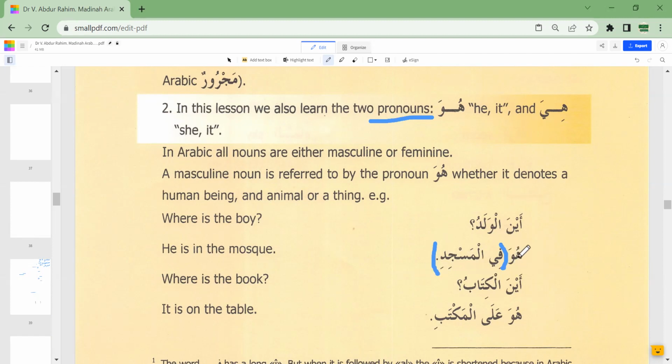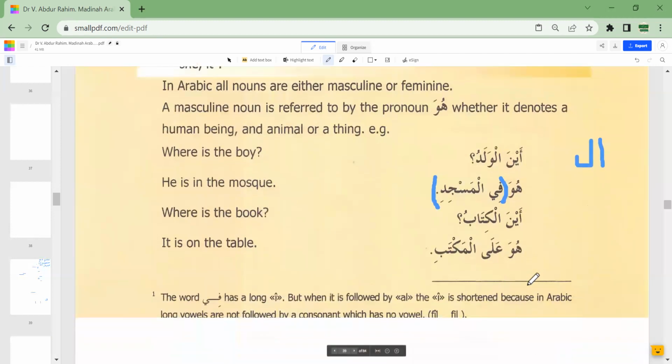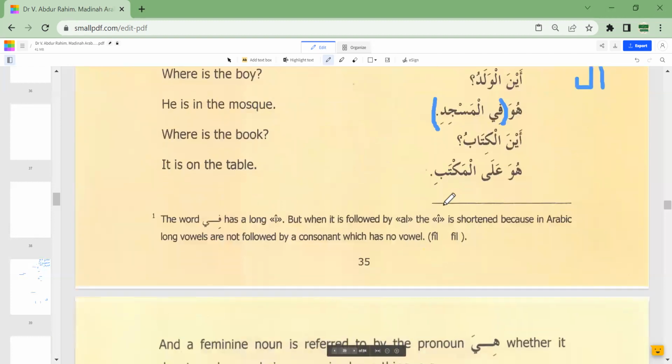Remember, mubtada is always ma'rifa. Ma'rifa means it's definite. Even though we don't say al huwa, usually on some words when we say al, that shows that it's ma'rifa. But huwa is a pronoun, so it's already definite. So we're not going to put an al on it. And fil masjidi, this is the khabar.